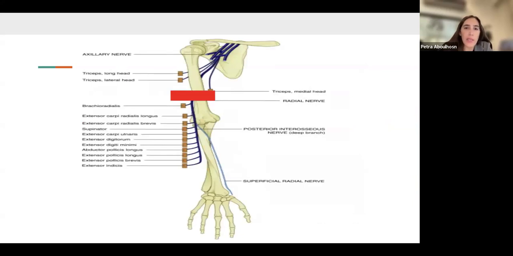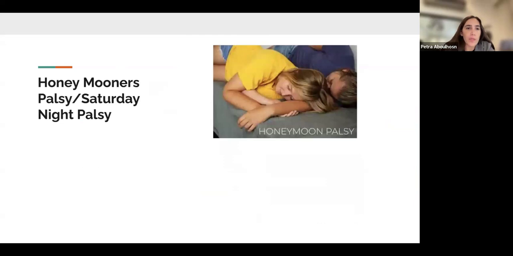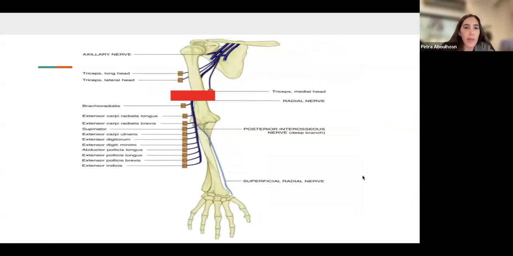But what happens when you have it here in the spiral groove? This is what we call honeymooner's palsy. As you see, you have pressure from the wife's head on the spiral groove, which causes compression at the spiral groove of the radial nerve.